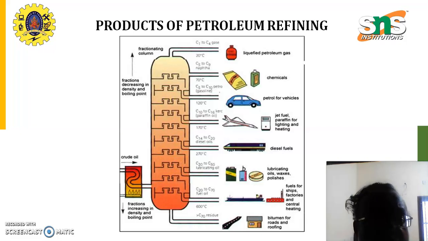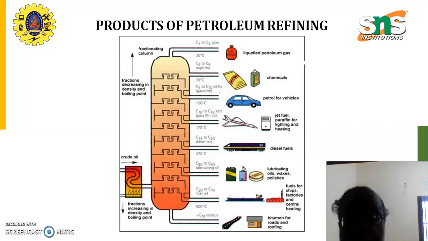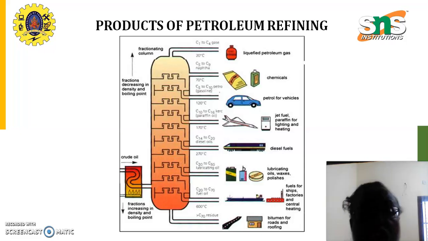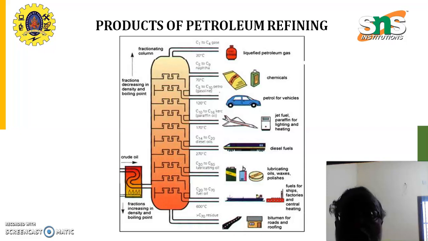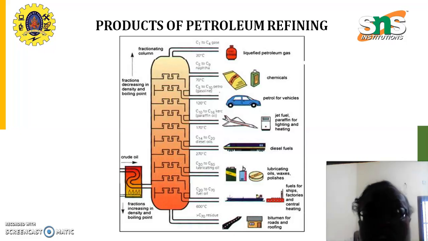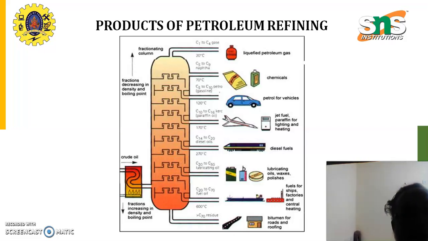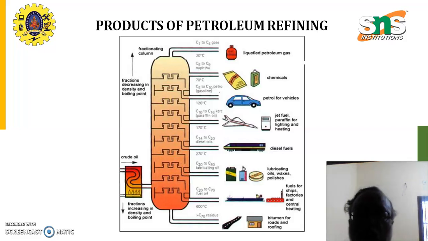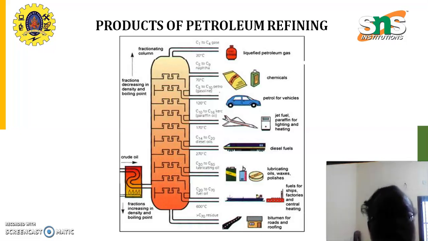If we increase the heat up to 170 degrees Celsius, it will be in the form of C10 to C16. It is in the form of paraffin oil, which is used in aeroplanes. Jet fuel, paraffin for lighting and heating. This is used in aeroplanes. Aeroplane fuels are different from the normal vehicles on the road.